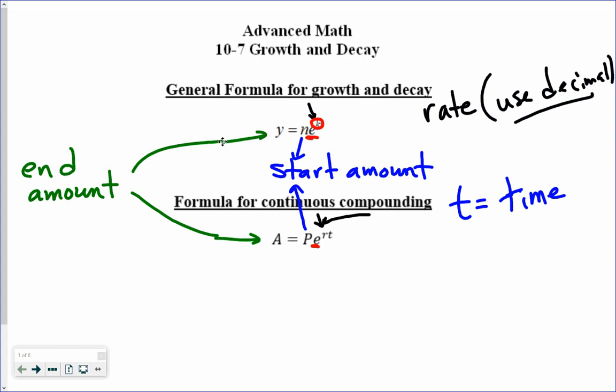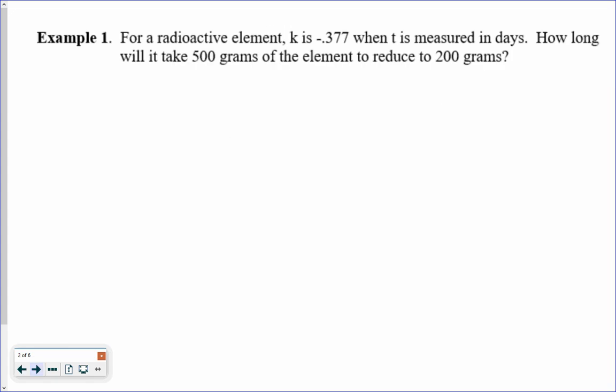Well, let's just jump in and see what we can do. For a radioactive element, I'm not going to tell you which one because I'm actually not so sure that this particular element exists. It says K is negative 0.377.